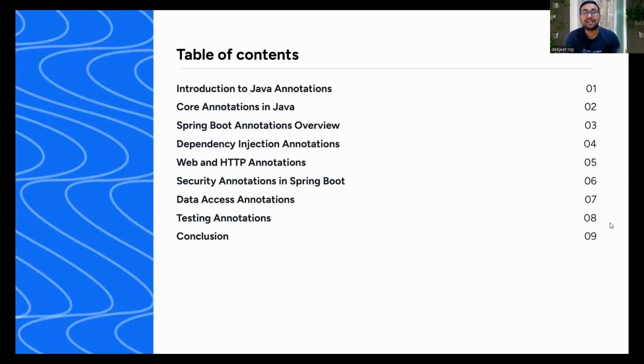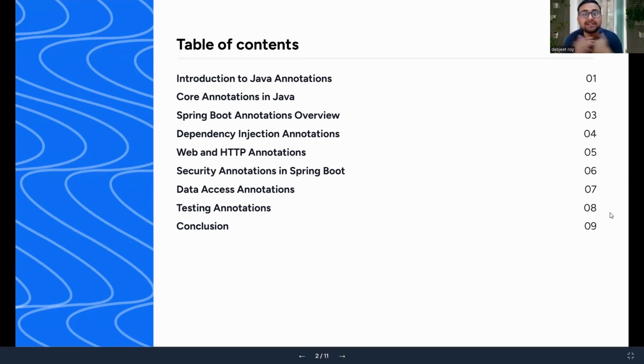So first will be the introduction to Java annotations, then core annotations in Java, Spring Boot annotations overview, dependency injection, what kinds of annotations are used for dependency injection, web and HTTP annotations, security annotations in Spring Boot, data access annotations, testing-based annotations, and finally the conclusion. So we will be discussing all of these things in this video. Let's get started with the first thing, the introduction to Java annotations.